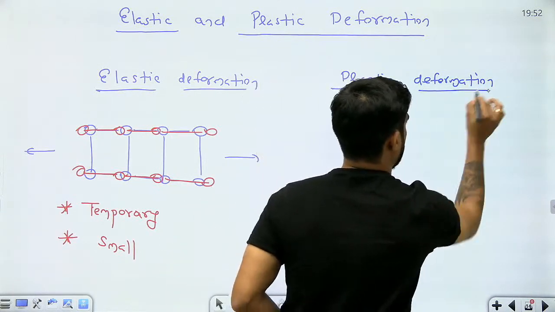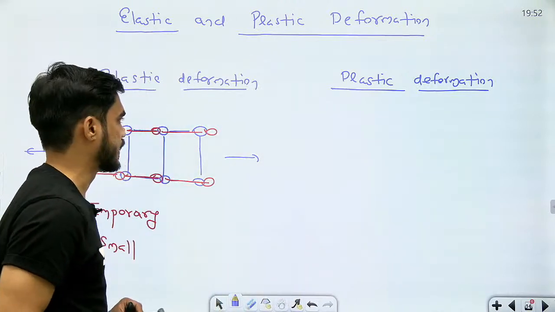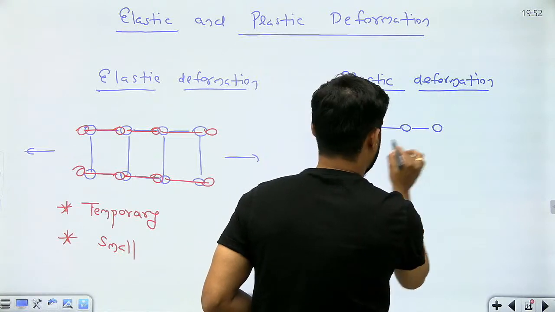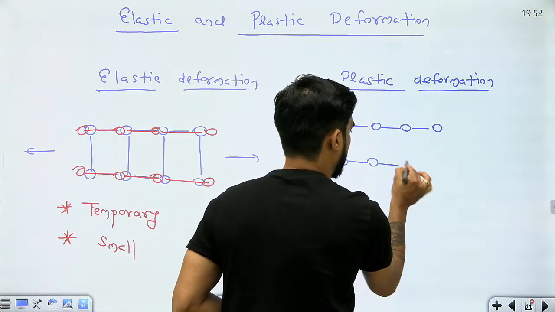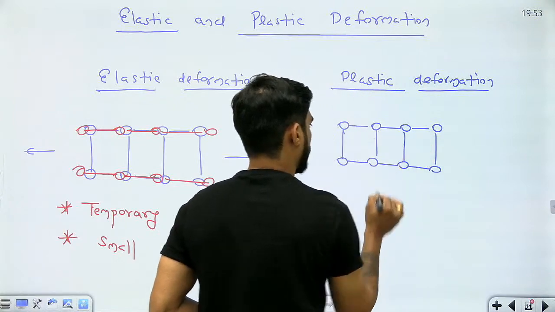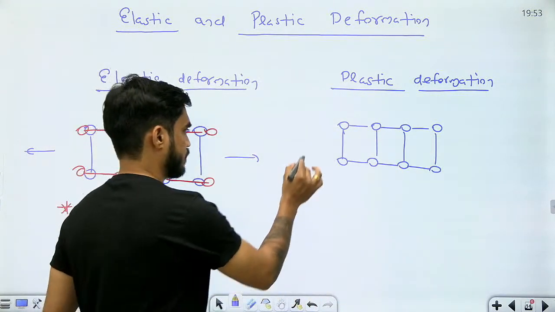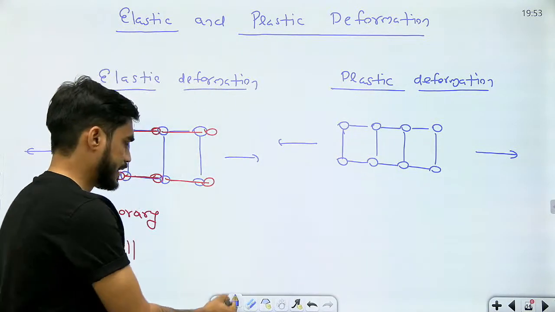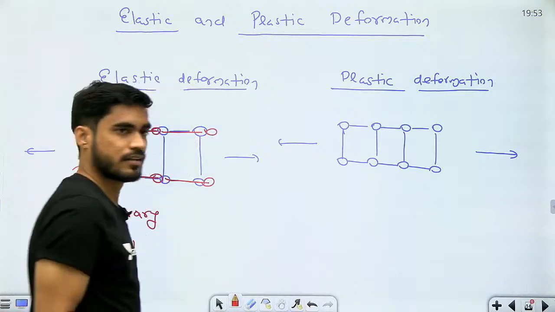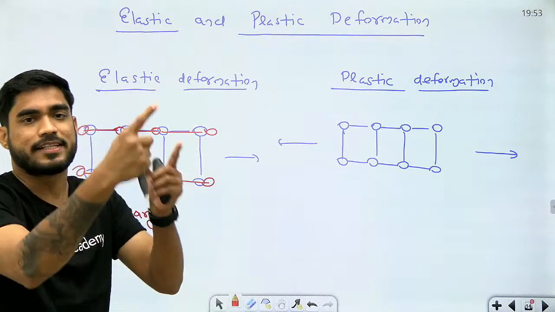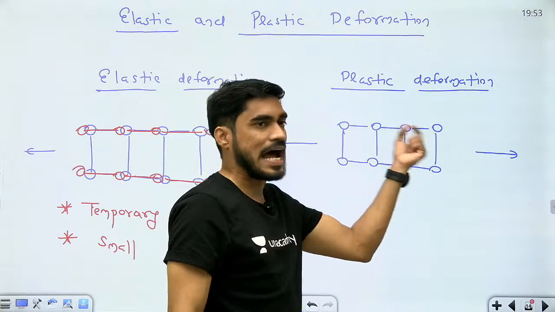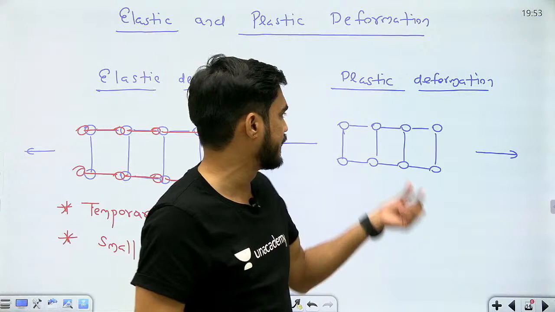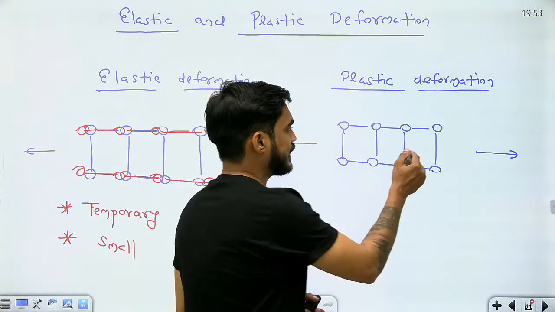Now understand what is plastic deformation. In case of plastic deformation, the load is very large. So when the load is very large, what happens is these atoms move from one place to another place because the bonds are broken. If the load is very large, then the bonds between the atoms are broken and the atoms move.